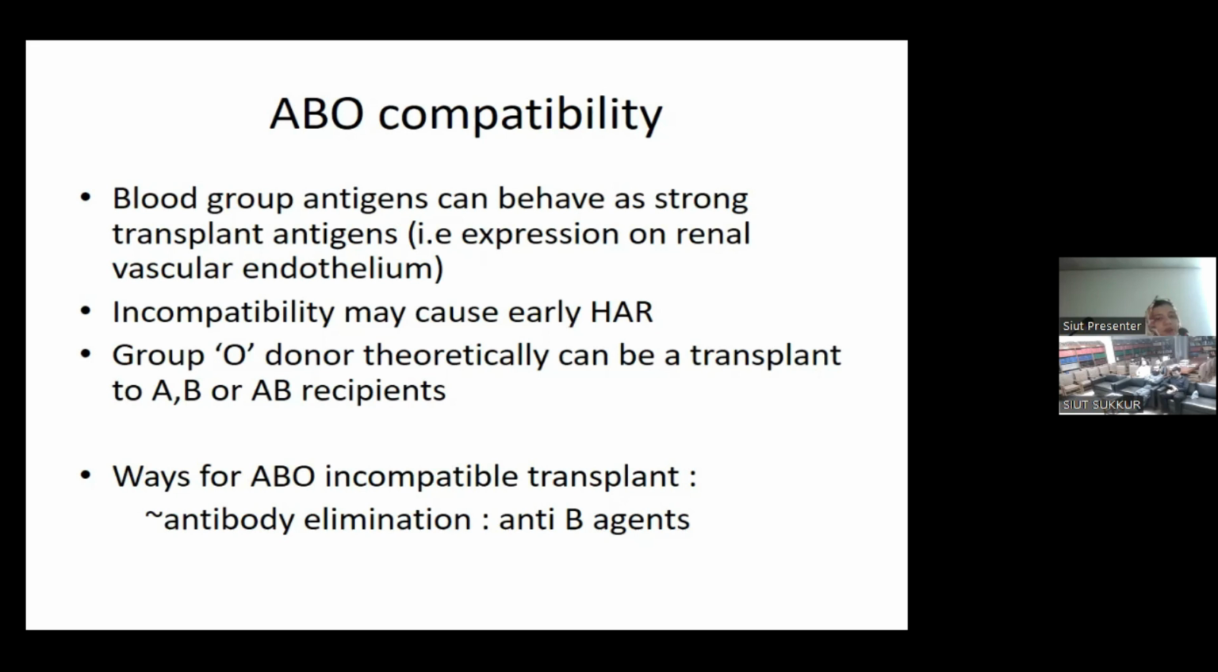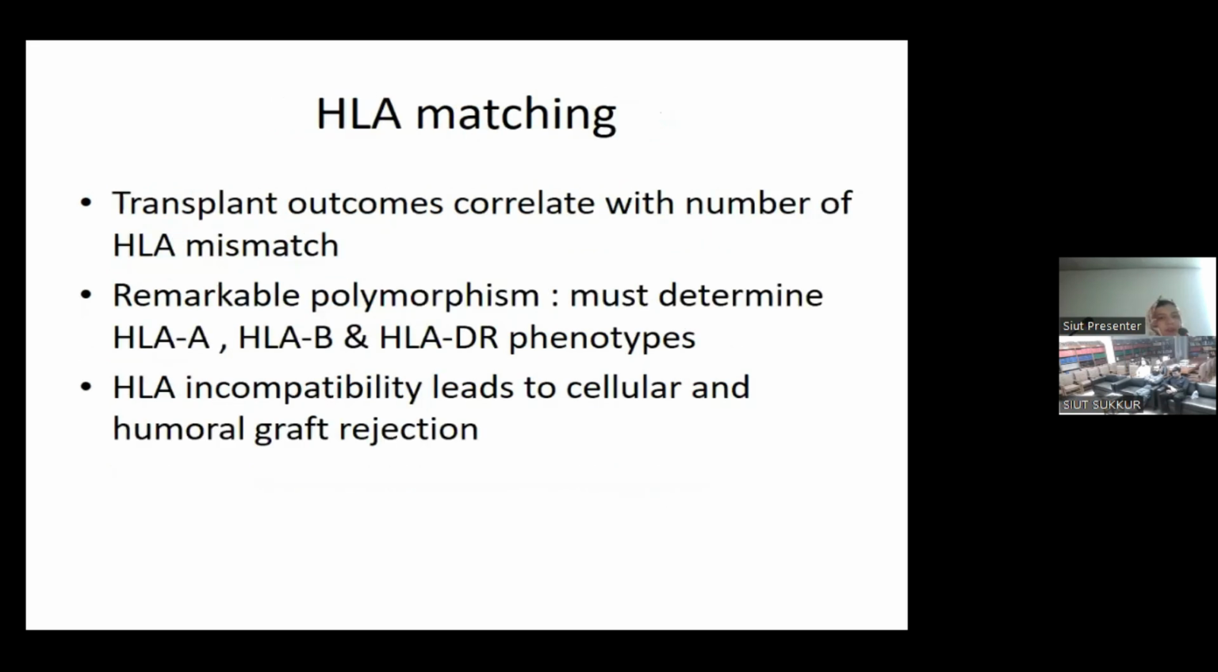A group O donor theoretically can be a donor to A, B, or AB recipients. In cases of ABO incompatible transplant, we can go for antibody elimination through anti-B agents. HLA matching: transplant outcomes correlate with the number of HLA mismatches. There is remarkable polymorphism present, and we must determine HLA-A, HLA-B, and HLA-DR phenotype before going for a transplant. HLA incompatibility can lead to cellular and humoral graft rejection.